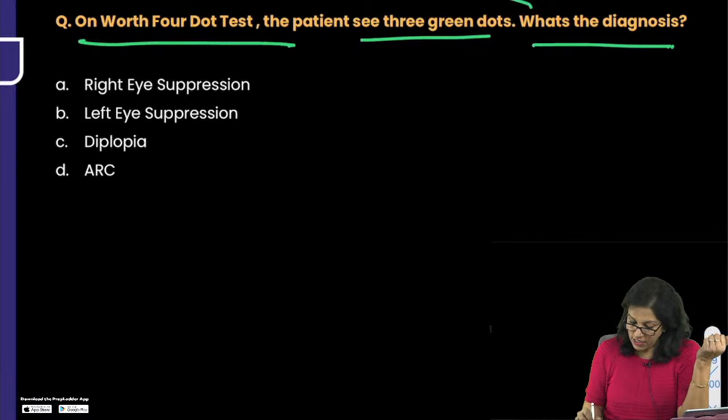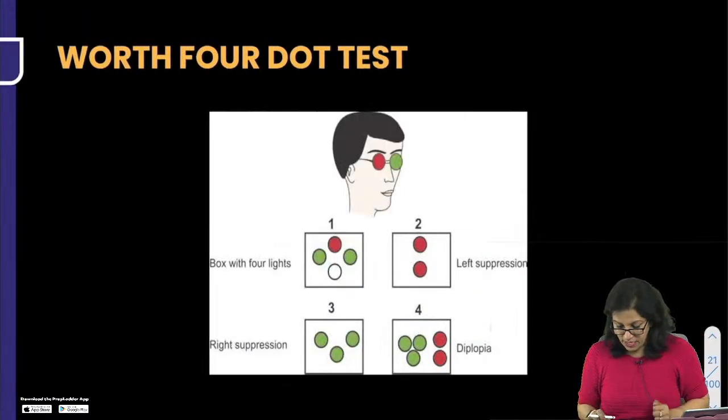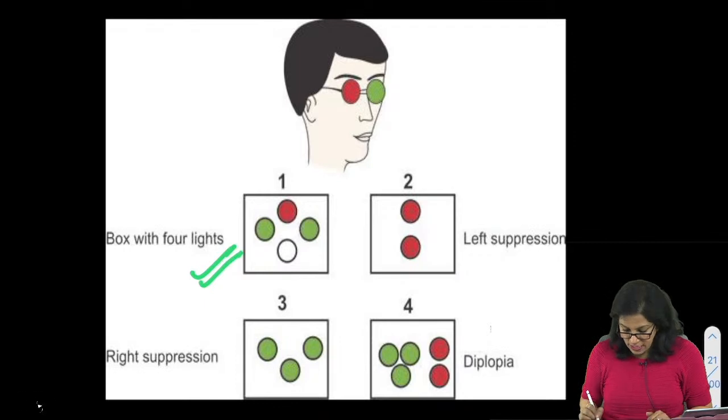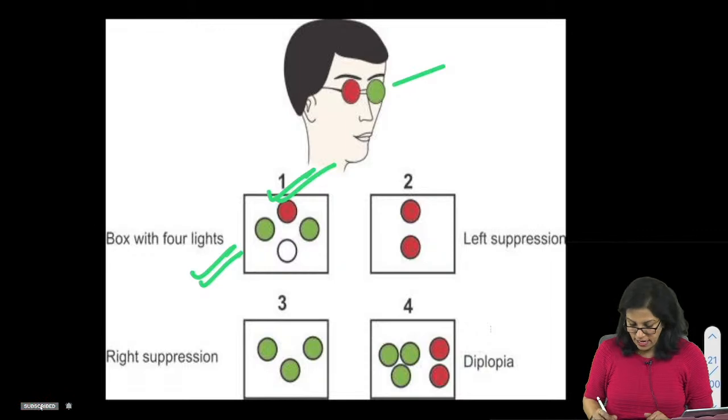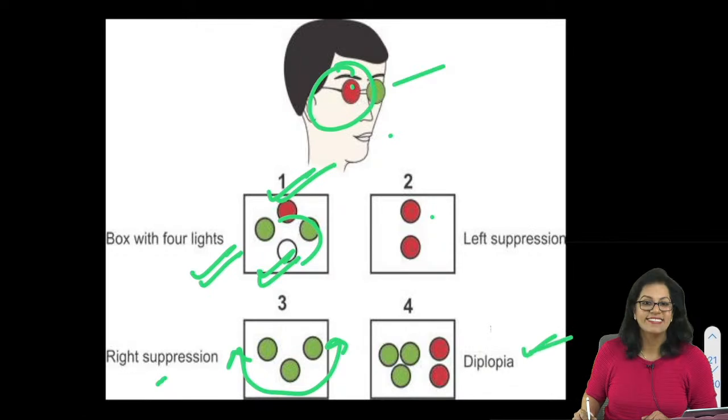The patient is saying, I can see 3 green dots. Let us see, this is the inference I should understand. This is the box with the 4 lights. With red green glasses, if there is a problem in his left eye, he will see this as red and this also as red, white also as red. So he will see 2 reds. But if there is a problem in his right eye, then red will not be seen, only 3 greens, right? That means there is a right eye suppression. And if he sees more than 4, it is diplopia.